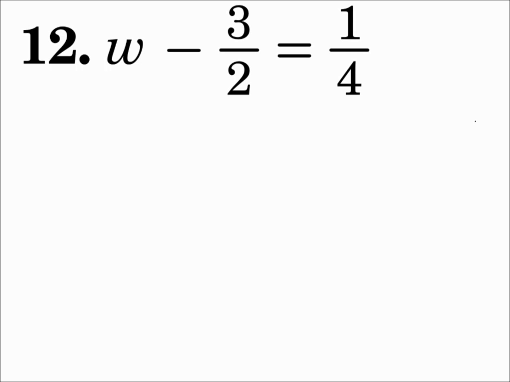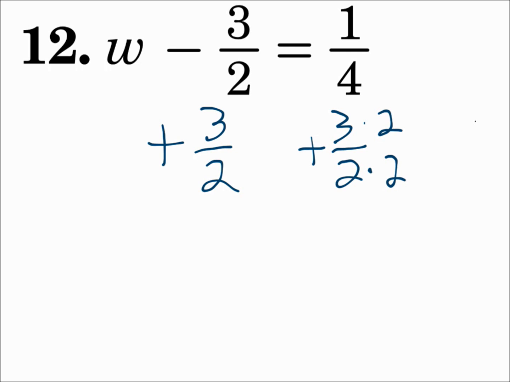Number 12, w minus 3 halves equals 1/4. Well, do the opposite of subtracting 3 halves and add 3 halves to each side. To get a common denominator on the right, for 2 and 4, the denominator should be 4. 2 times what is 4? 2 times 2 is 4. So 3 halves becomes 6/4.